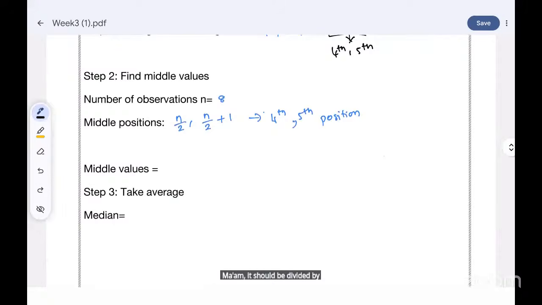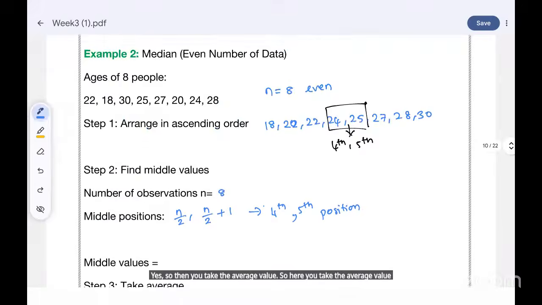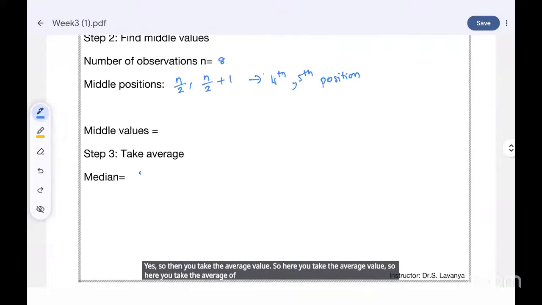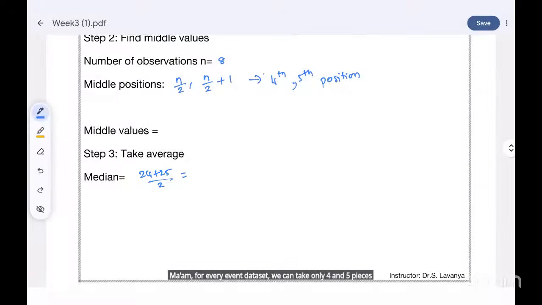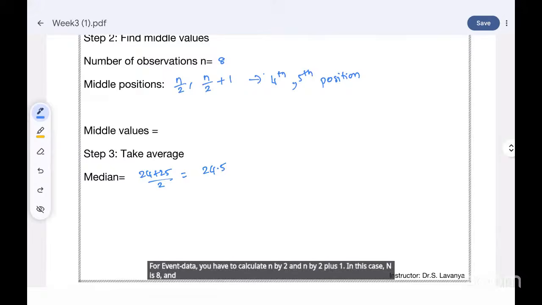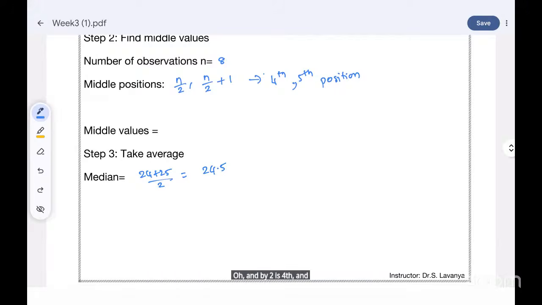Yes, so then you take the average value. So here you take the average of 24 and 25. Ma'am, for every even data set, can we take only the 4th and 5th position? For an even data set, you have to calculate n by 2 and n by 2 plus 1. In this case, n is 8 and hence 4th and 5th. n by 2 is 4th and n by 2 plus 1 is 5th.